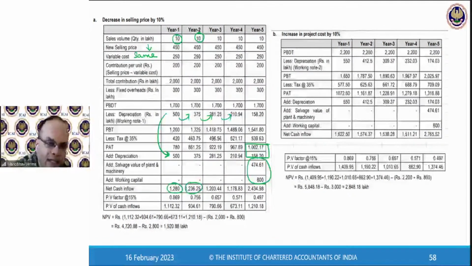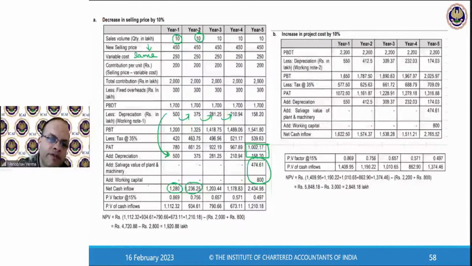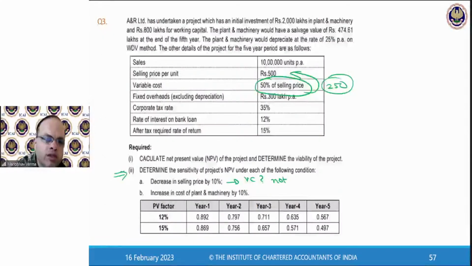They gave you two rates, the bank loan and the after tax required rate of return. Of course, we will take 15%. We will take 15%, 12% could be a distractor. So we're saying 15%, discounting them up. And what we're getting is a positive NPV of 1920, which can be compared with the existing NPV, whatever you may compute it. Okay. Now, the other sensitivity analysis over there was, what if plant and machinery cost was increased by 10%, guys? What is the plant and machinery cost?